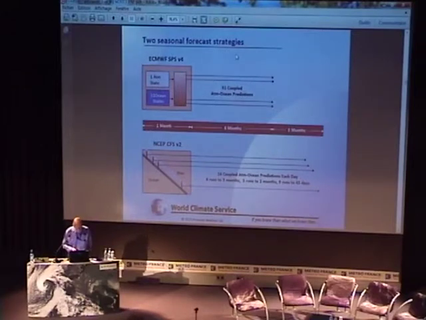NCEP, or the CFS, the National Weather Service, does it quite differently. It starts 16 coupled predictions each day and then runs them out. So those ensemble members are not identifiable. We start then with this collection, two collections of ensembles, and try to find the best combination.